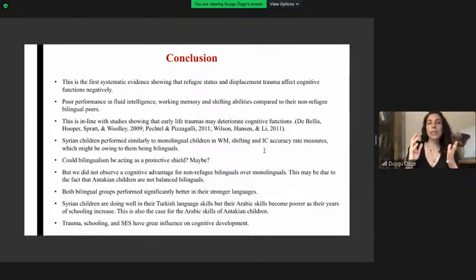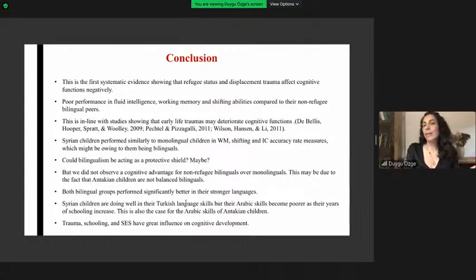Okay, so it seems as if something, possibly their bilingualism, is protecting their cognitive abilities here when we compare them to low SES monolingual children. Okay. However, we didn't observe an advantage in non-refugee bilinguals when we compared them to monolinguals. So again, this may be because they were not balanced bilinguals. They were not exposed to Arabic and Turkish equally. They had more and longer exposure, more systematic exposure in Turkish than in Arabic. So these may be possible reasons.